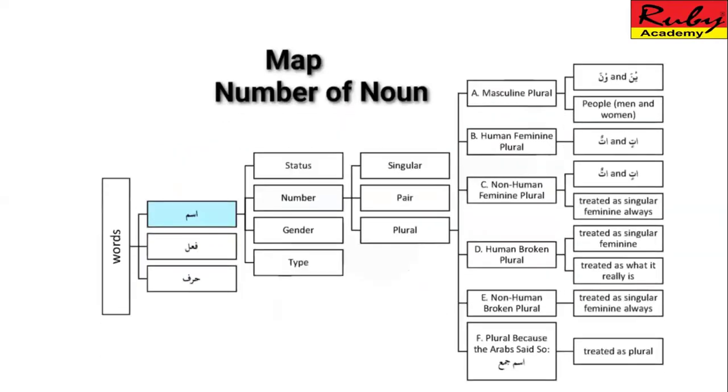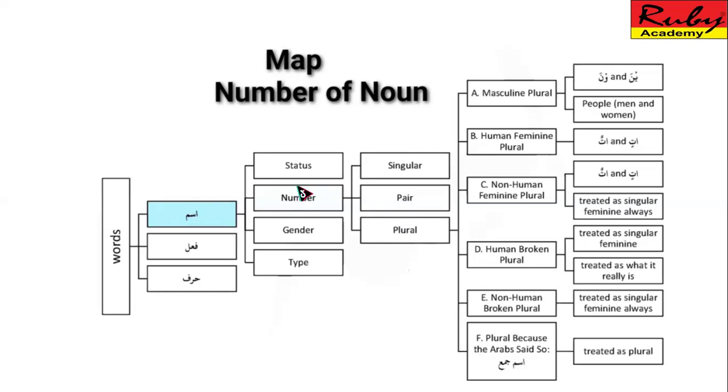So today let's take one recap on the basis of this map, what we have learned till now. First of all, we have learned words. In Arabic language, there are three types of words: ism (noun), fi'l, and harf. And we have been learning in detail about ism. So ism is checked on this scale that we have learned in a short form.